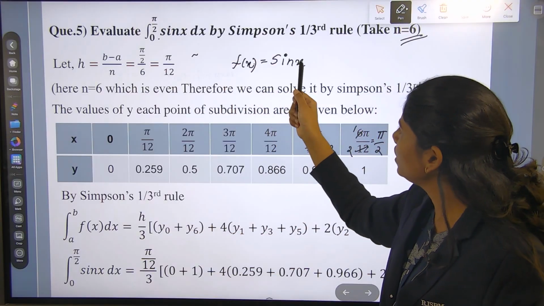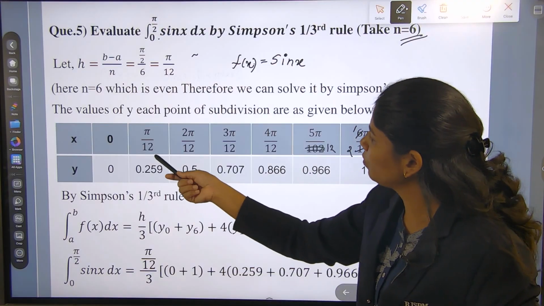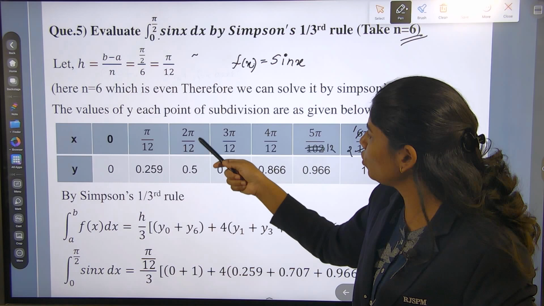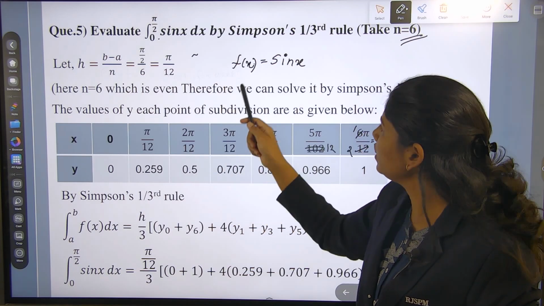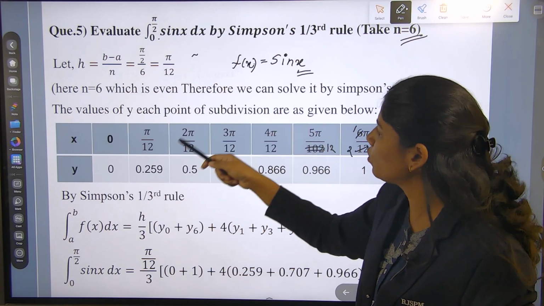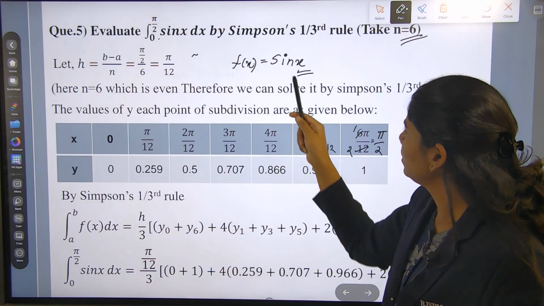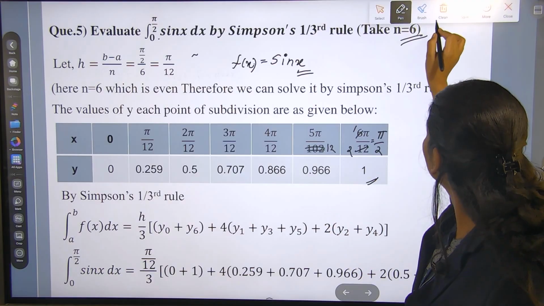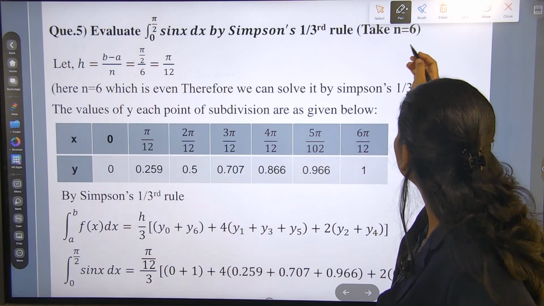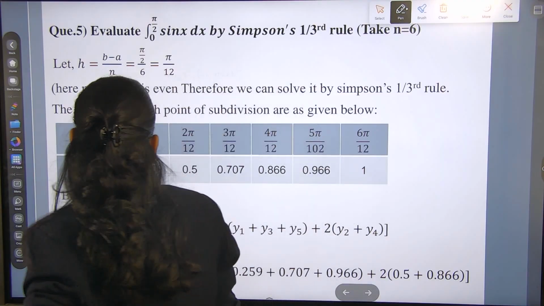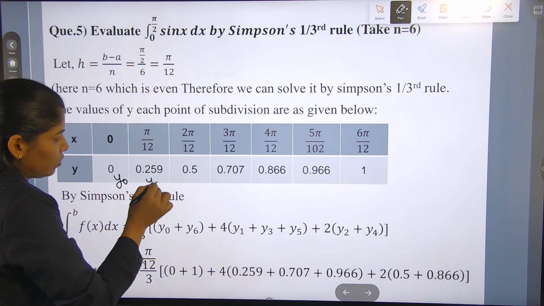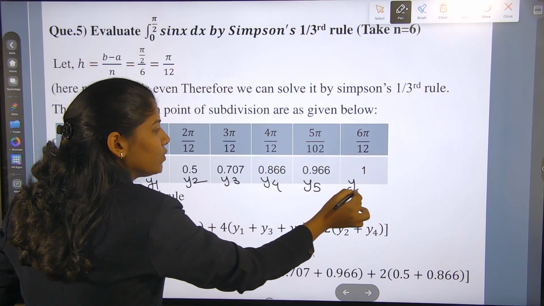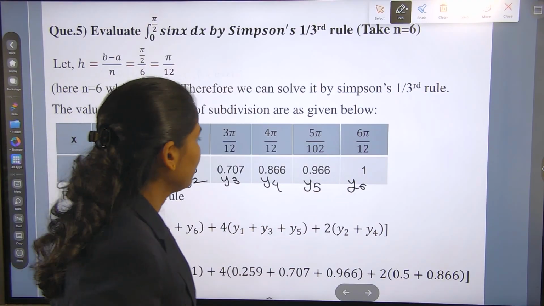If we put 0 here, sin 0 is 0. Put π/12, so we get answer 0.259. Okay. If we put 2π/12, so 0.5. ऐसे यहाँ पे x की वैल्यू पुट करके जाना है आपको, y की वैल्यू मिलेगी. साइन ऑफ π/2, सो साइन 90 इज 1, देयरफॉर हियर 1. देन मेंशन हियर y0, y1, y2. सो फर्स्ट वैल्यू इज y0, y1, y2, y3, y4, y5 and the last value is y6.